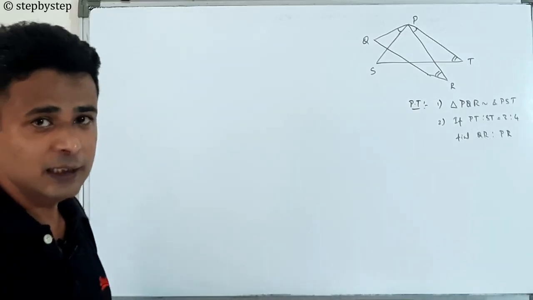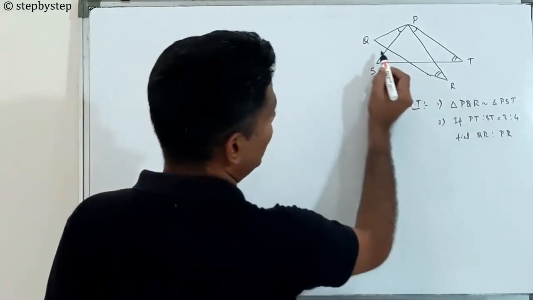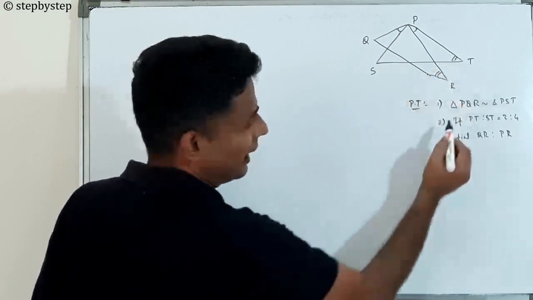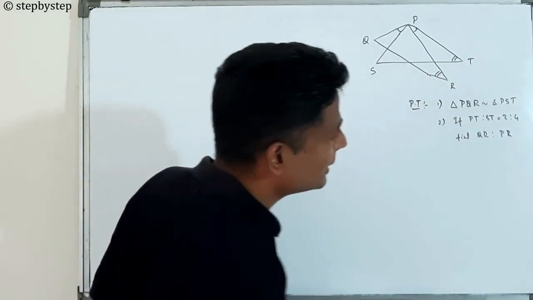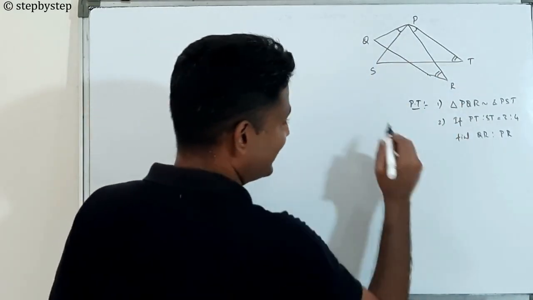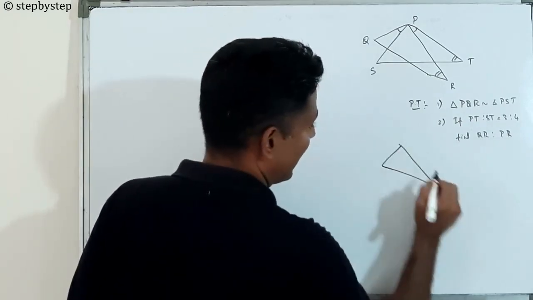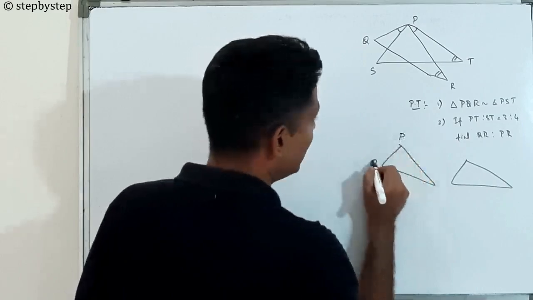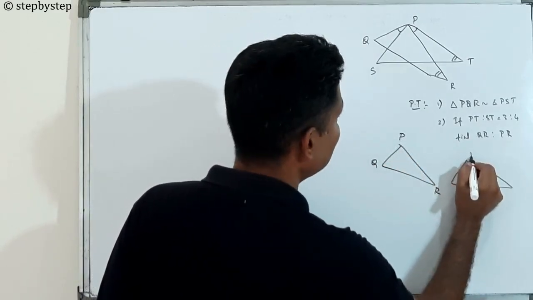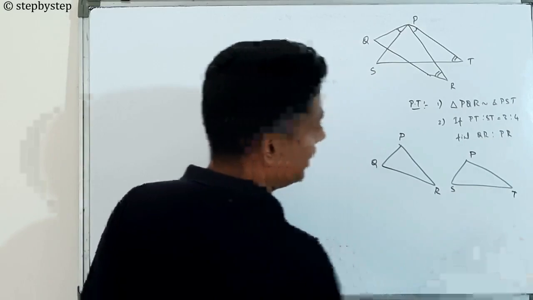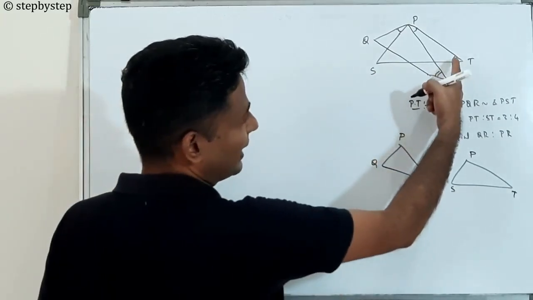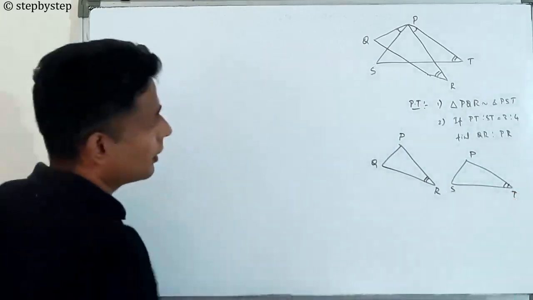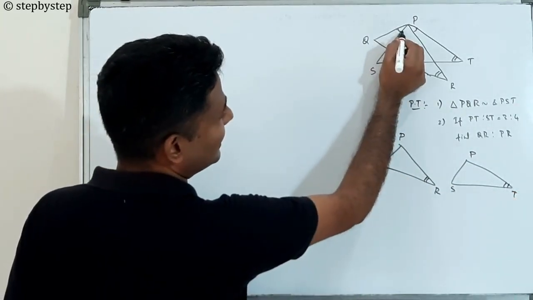Alright guys, now the second problem. They have given us this angle equal to this angle and this angle equal to this angle, and we have to prove triangle PQR similar to PST. So first thing I'll do is separate the triangles, best way to do it. So this is PQR and this is PST. Now what is already given? Angle T equal to angle R, right? This is already given.